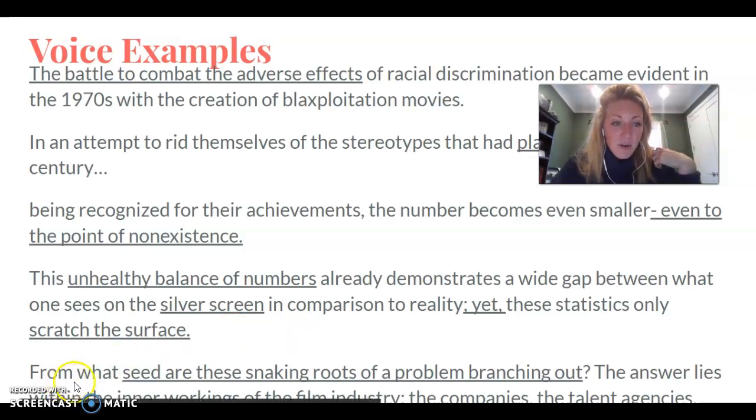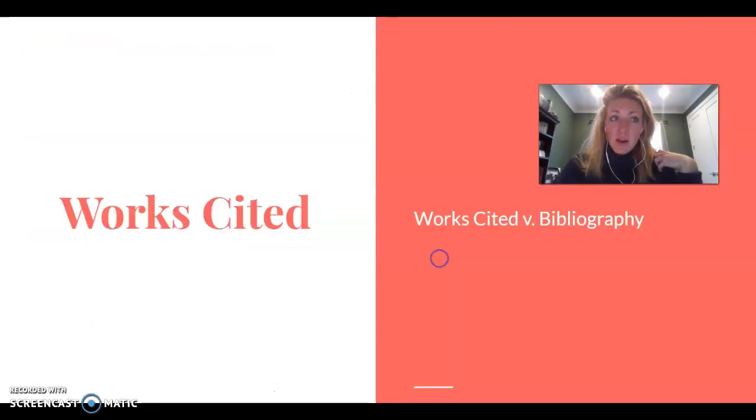And then it says, from what seeds are these snaking roots of a problem branching out? The fact that they use a question mark is exciting and not very dry. It makes it more interesting to read. And then they even use figurative language, some personification there. So it makes it a lot more fun to read, guys. It doesn't have to be boring. Just because it's an argumentative research paper does not mean you should be falling asleep.